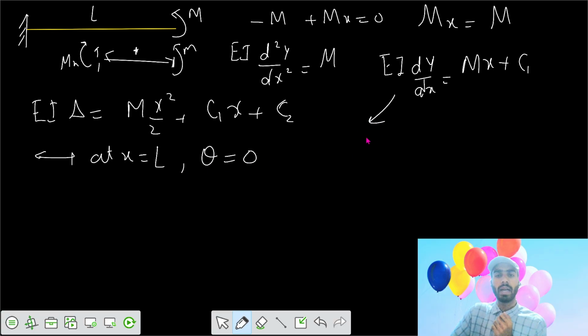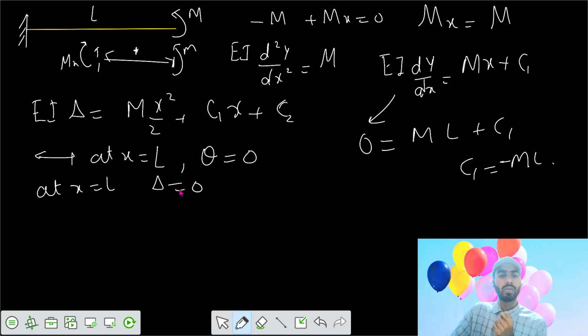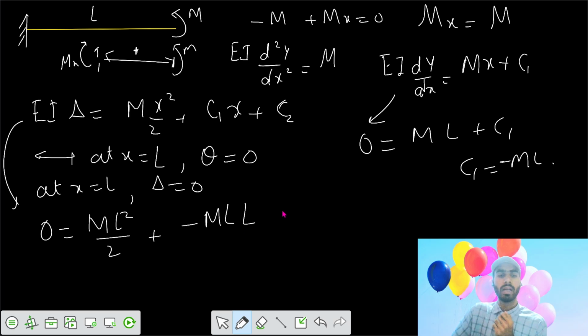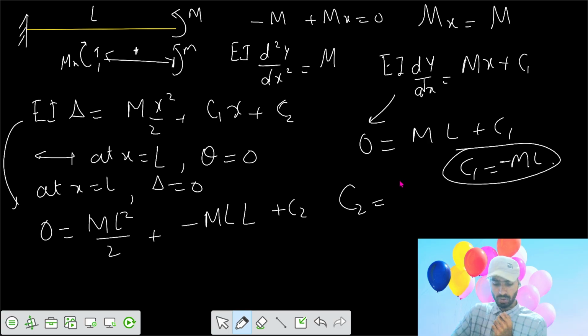Then we substitute that 0 equals to M into L plus C1. So your C1 equals to minus ML. Similarly, at x equals to L, your delta is also 0. So we can write that 0 equals to ML square by 2 plus C1, which is minus ML, into your x value of L. Then we have C2.